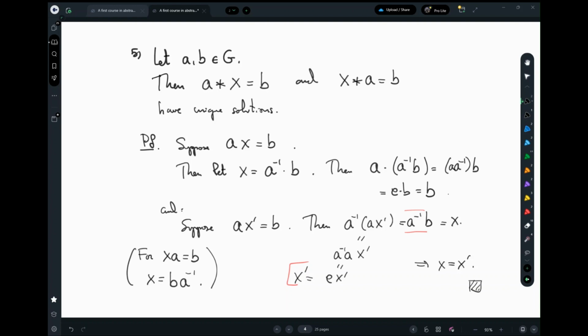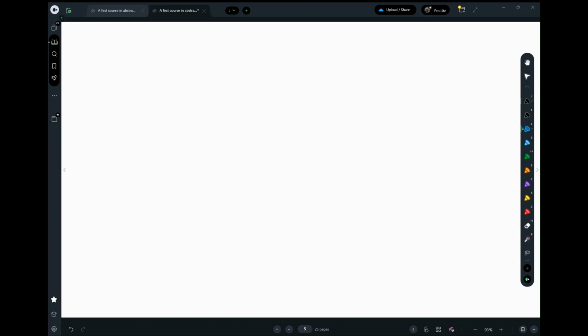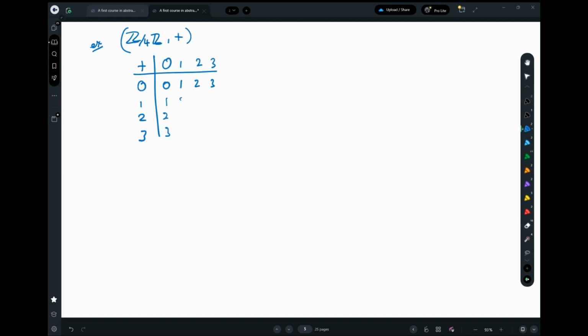This one, by the way, is related to what we saw in the Cayley graphs. In a Cayley table, for example, for Z modulo 4, Z under addition, we had plus and 0 1 2 3, then 0 1 2 3, then 1 2 3 0, then 2 3 0 1, and 3 0 1 2. What we notice is that every row has all the numbers without repetition, and every column has all the numbers without repetition, but in different orders.